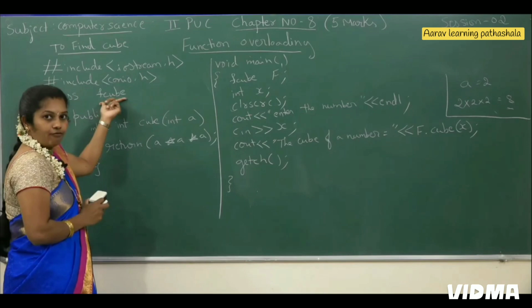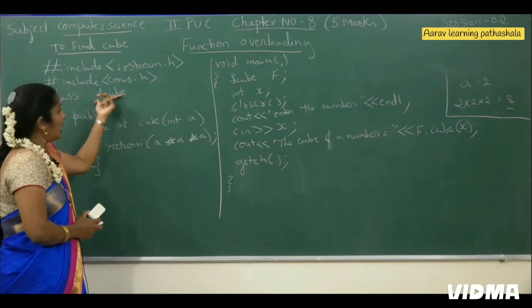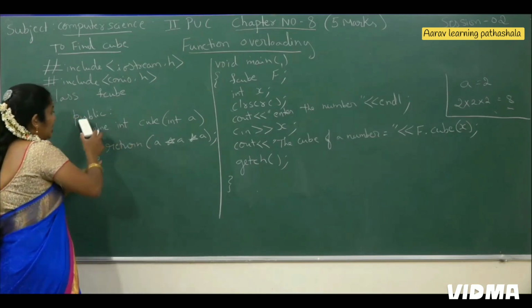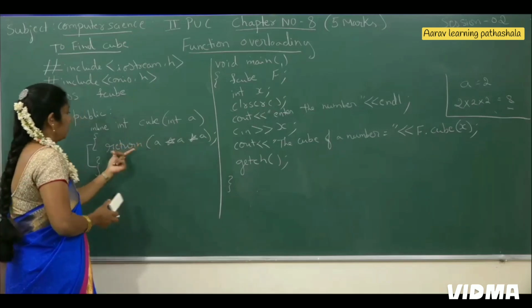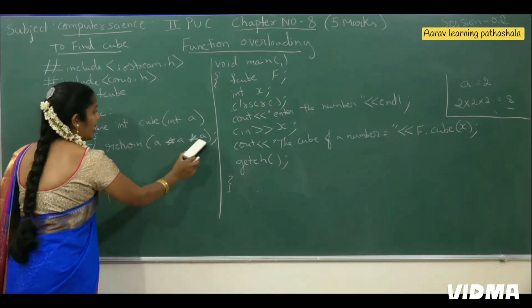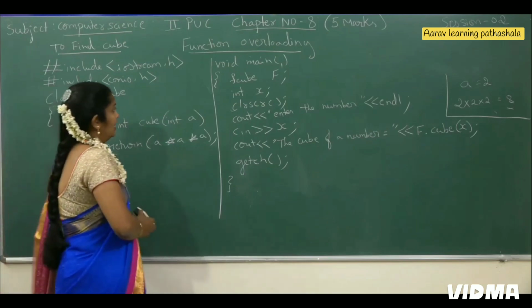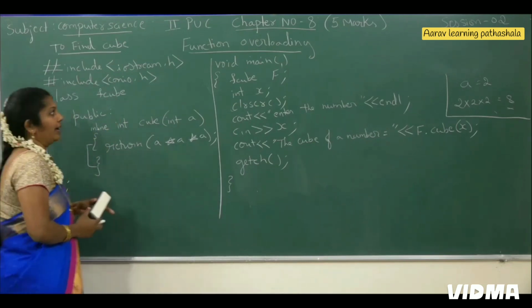Then class f cube, it is the class name. Inside this, public inline int, we are starting with the keyword inline int cube, int a. Then here we are writing a into a into a. This is the return value. We will close the function and class here. While closing a class, we have to put a semicolon after the curly bracket.